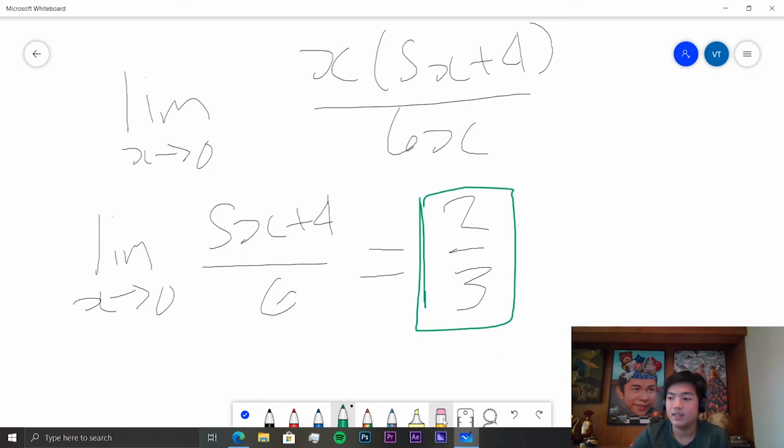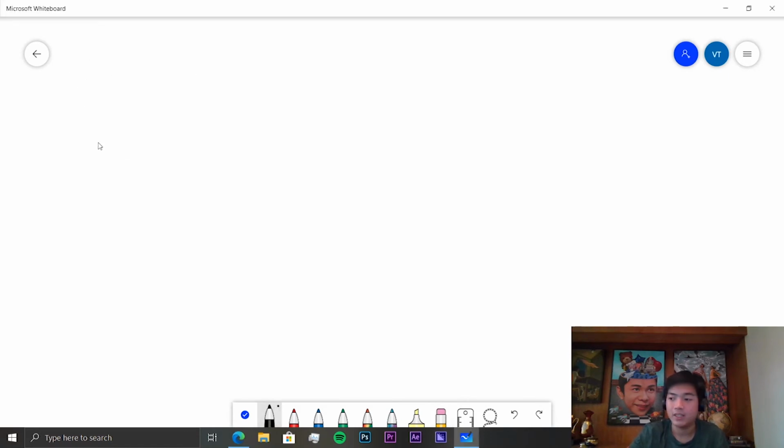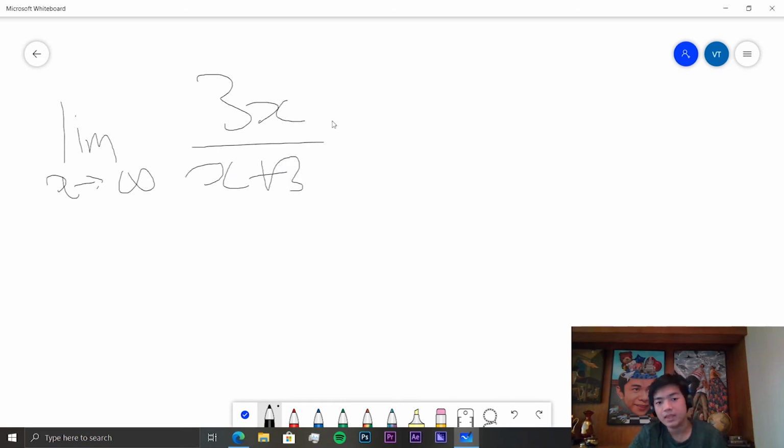Okay, now on to some more questions. We'll be moving on to the next set of questions, where we need to find the limit as x tends to infinity. So the first question is we need to find the limit as x tends to infinity of 3x over (x plus 3). And to solve these questions where x tends to infinity, the trick we need to use is to divide both the numerator and the denominator by x, or by the highest power of x.